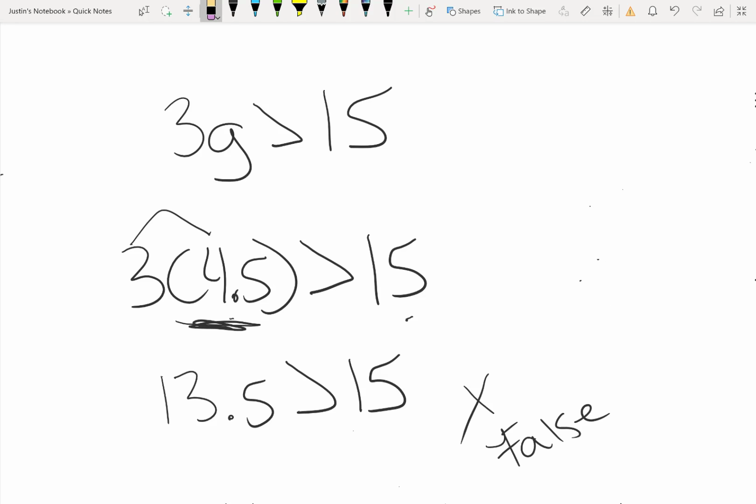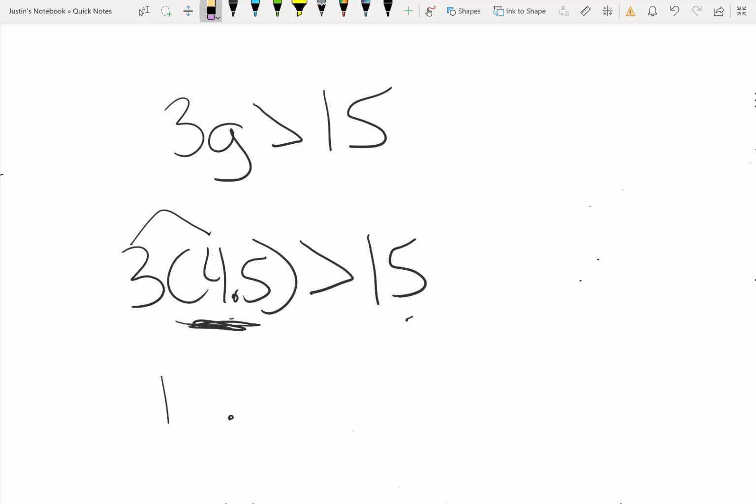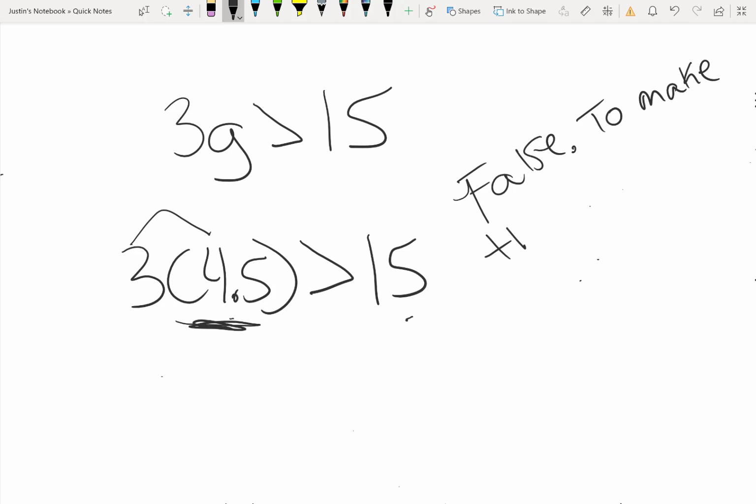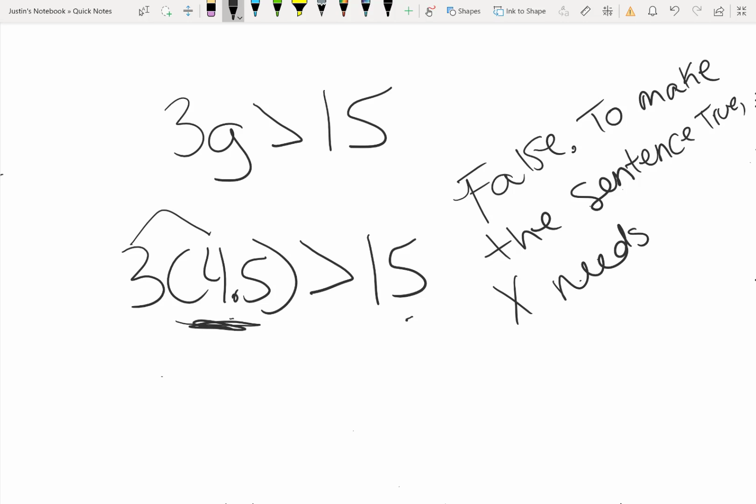Let me erase this real quick. So you could say, first you need to write that it's false. To make the sentence true, x needs to be greater than 5. Because if g equaled 5, let's plug that in.